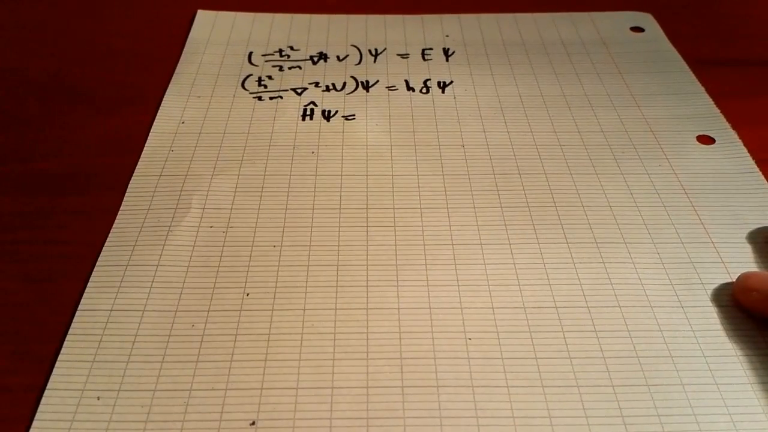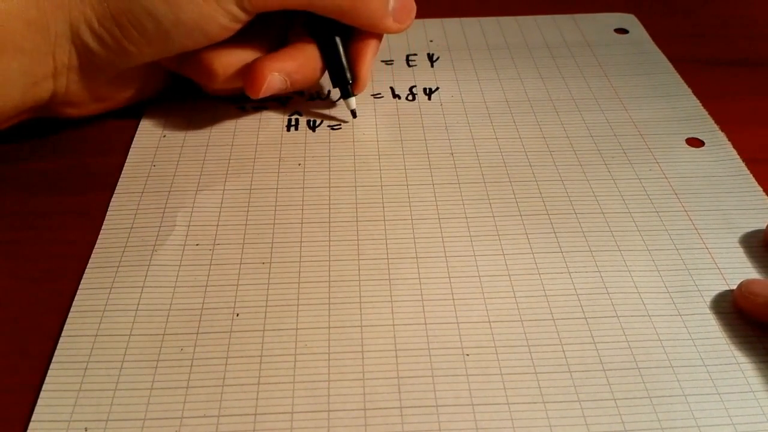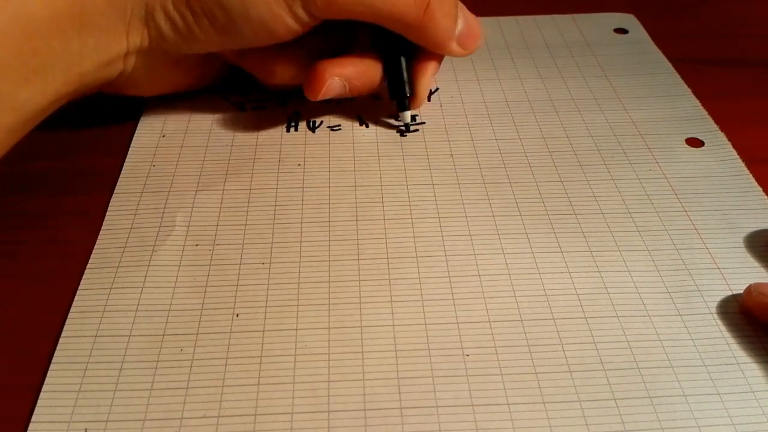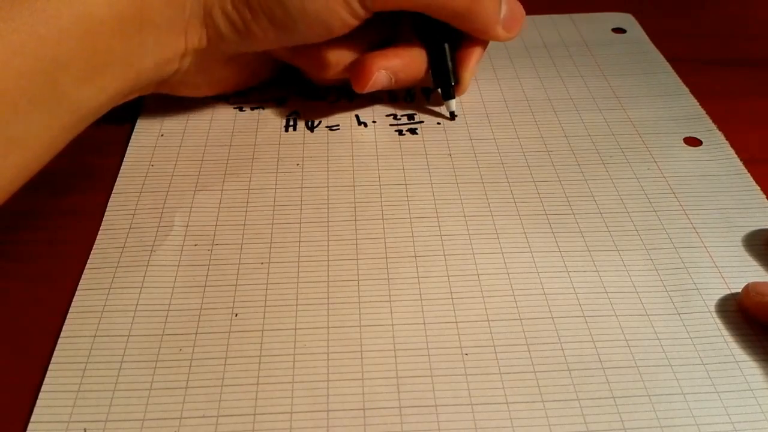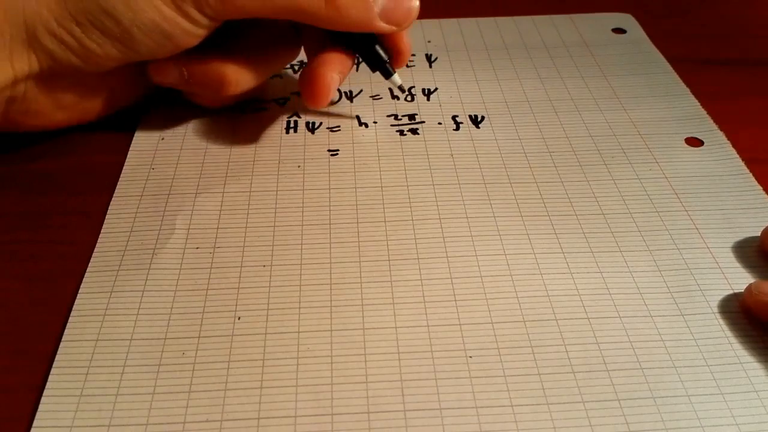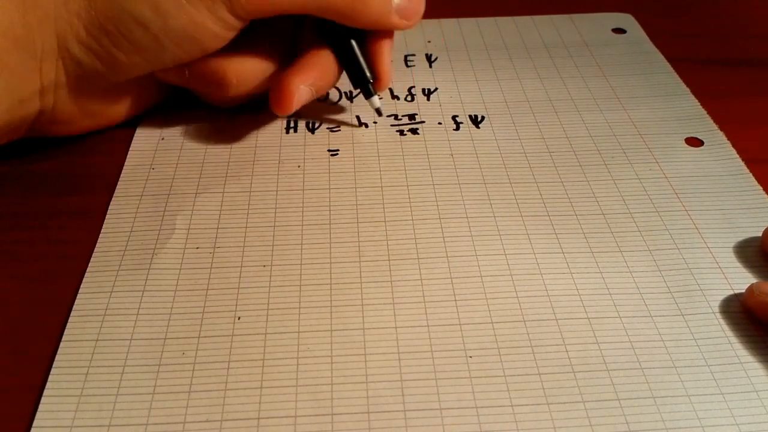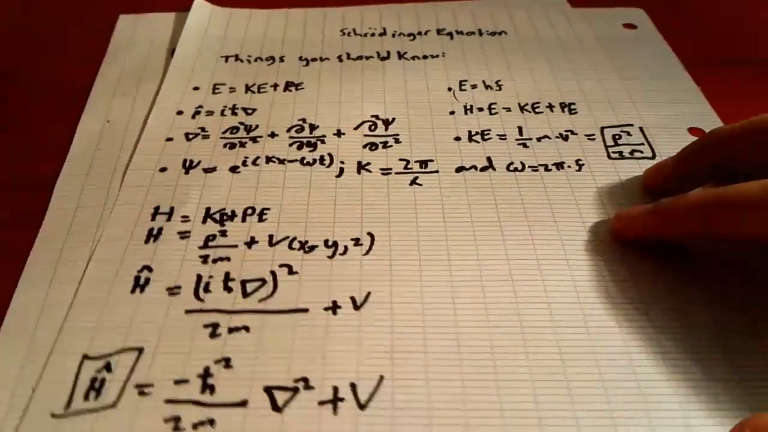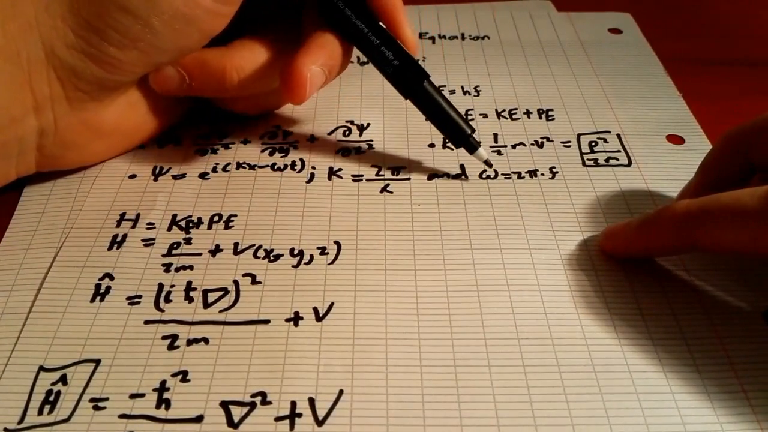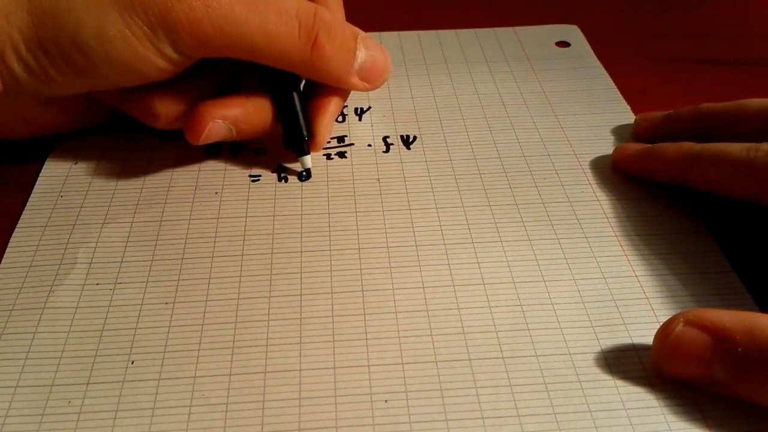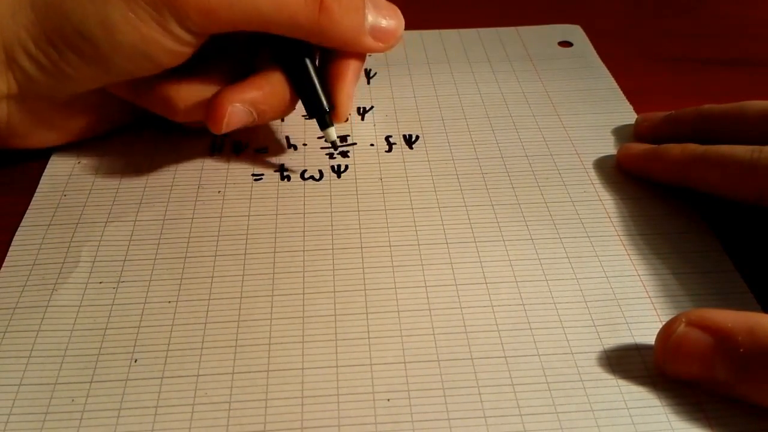Okay, let's do something random. Let's do h times 2 pi over 2 pi, which is 1, multiplied by f multiplied by the wave function, which, let's remember that h over 2 pi is h bar, and 2 pi f here, 2 pi f is the omega term, the frequency vector. So omega psi.